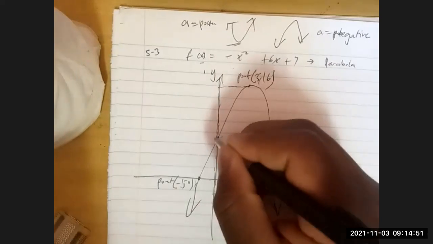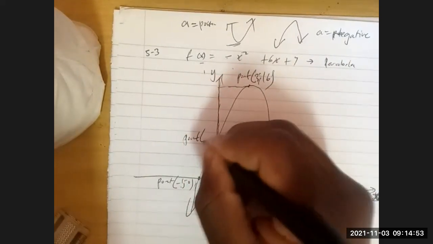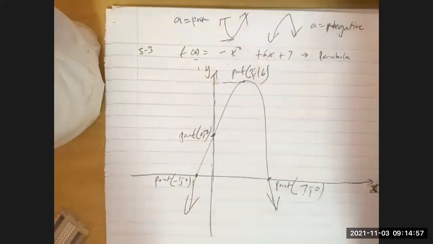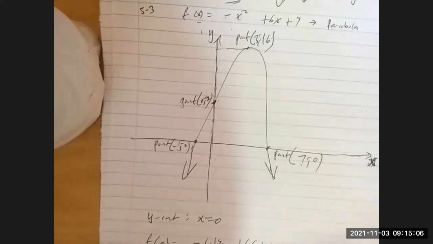So this is just the point 0 and 7. You see? And by so doing, we are done. You don't have to be spending the whole day trying to draw a graph. Can you imagine spending the whole day trying to draw a graph? You don't have to be doing that, okay? So that is it.